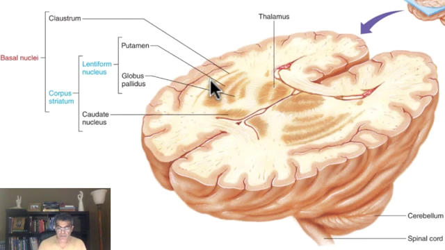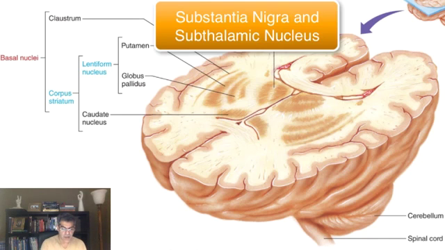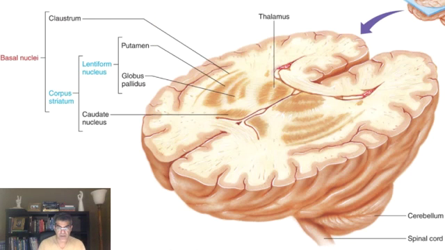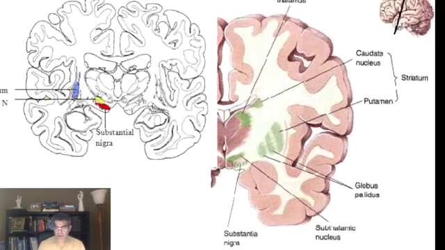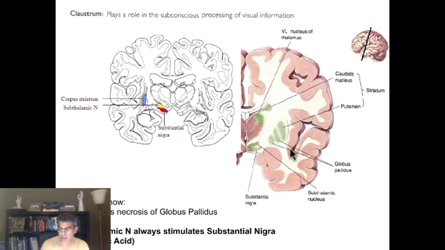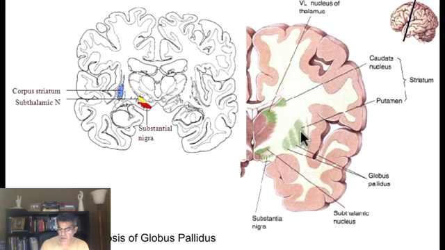In physiology, basal nuclei is composed of putamen, globus pallidus, caudate nucleus, and two more nuclei. One is called substantia nigra, and the other is called subthalamic nucleus. Substantia nigra is part of the midbrain, and subthalamic nucleus is part of the diencephalon. This picture is pretty nice because you can see the insula nicely. This is my claustrum, this is putamen, globus pallidus, externa and interna. As part of basal ganglia, we said we have to consider substantia nigra and subthalamic nucleus as well.